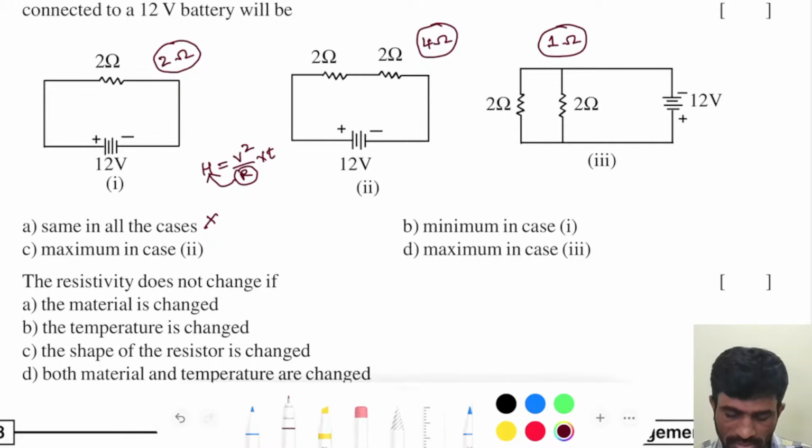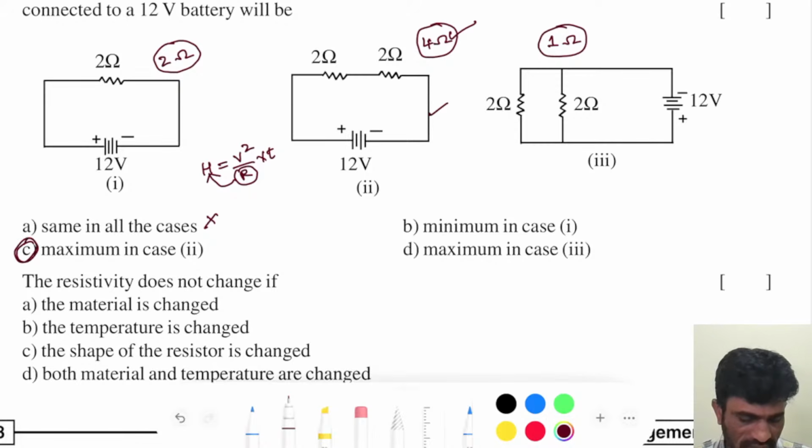First question answer is wrong. Minimum in case 1. See, where we have highest resistance, there it will be minimum. Highest resistance is in the second circuit. So heat produced will be minimum in the second case.